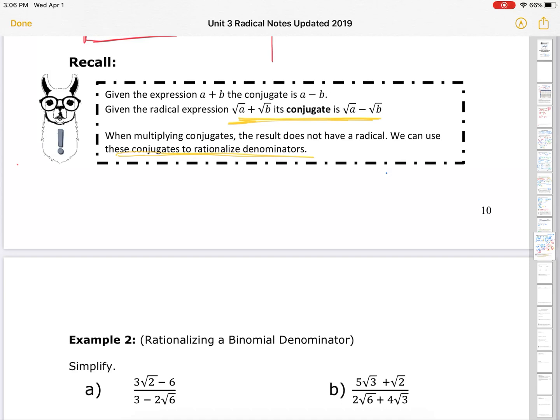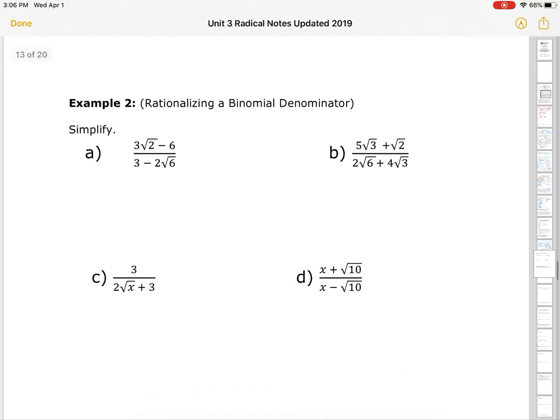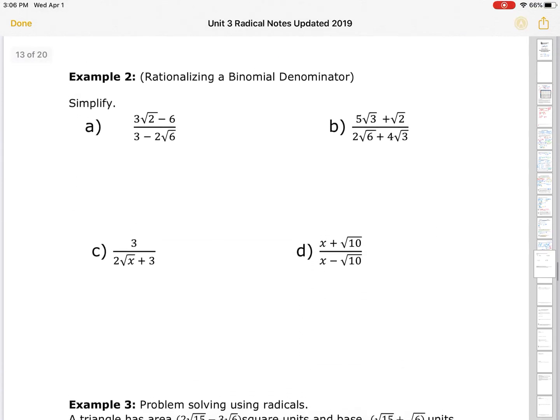This is, for those of you who kind of go, oh, math, crazy. This is one of those things that makes your life easier. So math can make your life easier, okay?